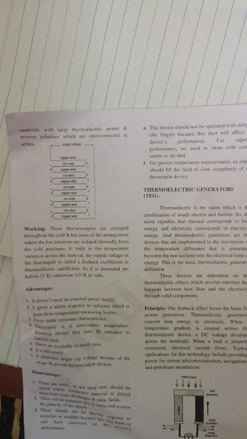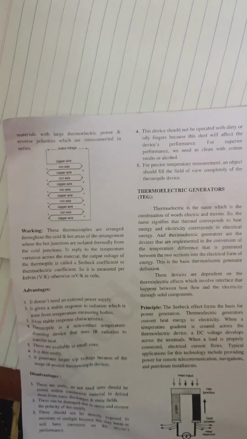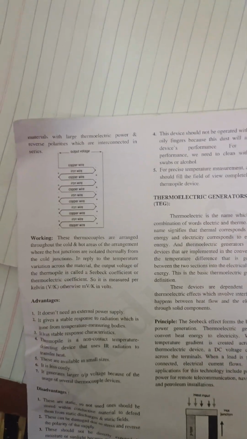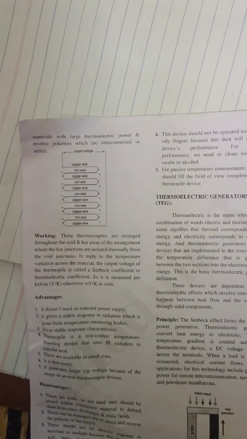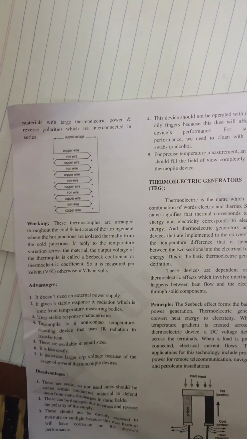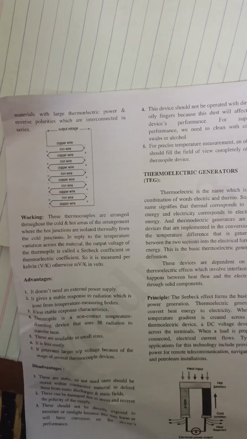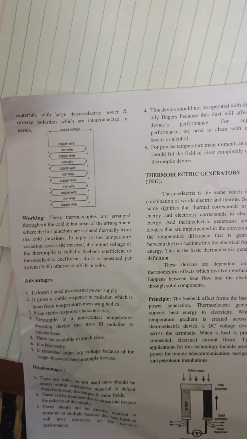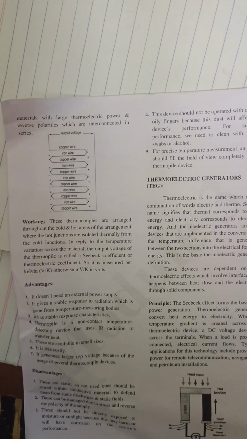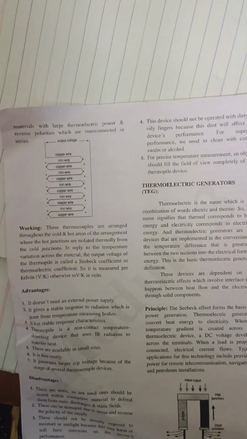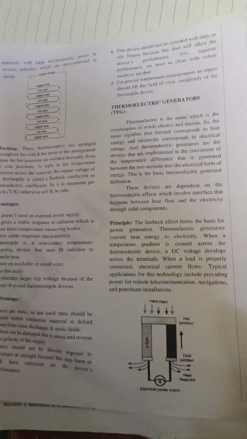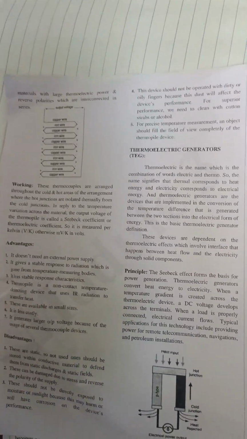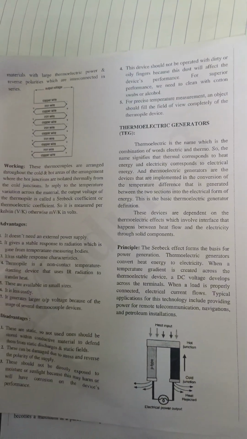Working: the thermocouples are arranged in a cold and hot area arrangement, where the hot junction is thermally isolated from the cold junction. In reply, the temperature varies across the materials. The output voltage of the thermopile is due to the Seebeck effect. Thermocouple is also the Seebeck effect, and thermopile is also a Seebeck effect. It is a part of the Seebeck effect.